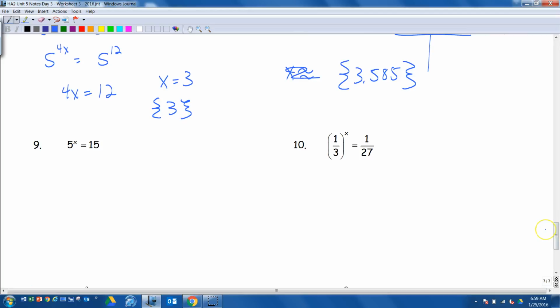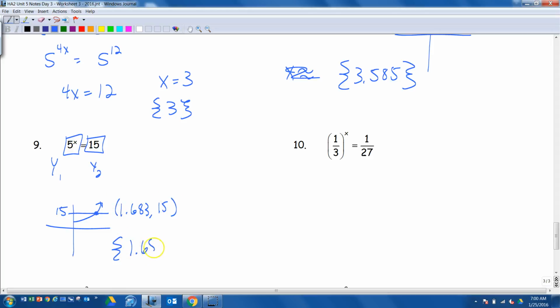Number 9 is another one. If you look at it carefully, 15 does not break down to a 5 to the something. It has 2 numbers that it's a part of. So, a 5 and a 3. We have to use our calculator. Again, I already have these done, so you guys can pause the video and try it on your calculator and see if you're getting these numbers, but you should get that it's 1.683. Okay.